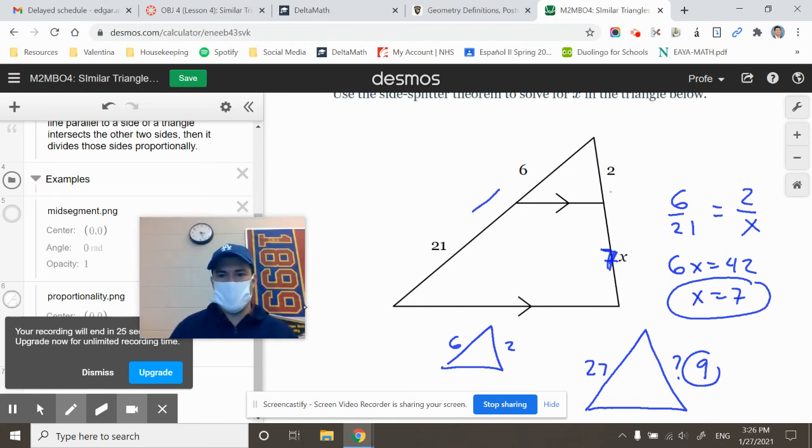Again, these are similar triangles, and we're going to talk more this week about how we can actually prove that two triangles are similar and what kind of postulates and theorems exist to say that two triangles are similar. For right now, it is enough for me to know that the sides will continue to be proportional.